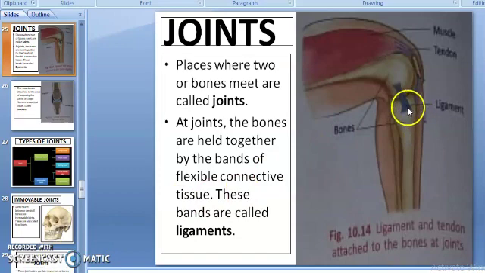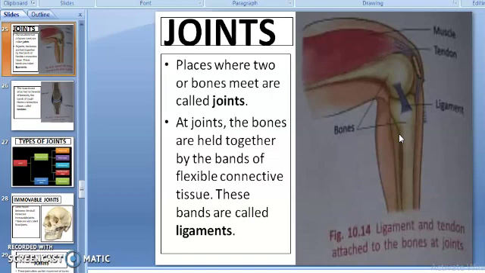Look at the picture over here. These are ligaments. Flexible connective tissues, which are called ligaments. They keep the bones in position. The ends of the bones are covered with soft cartilage. Soft cartilage acts as a cushion. I have told you earlier also. Cartilage acts as a cushion between the bones, reduces friction between the bones, and absorbs the shock.